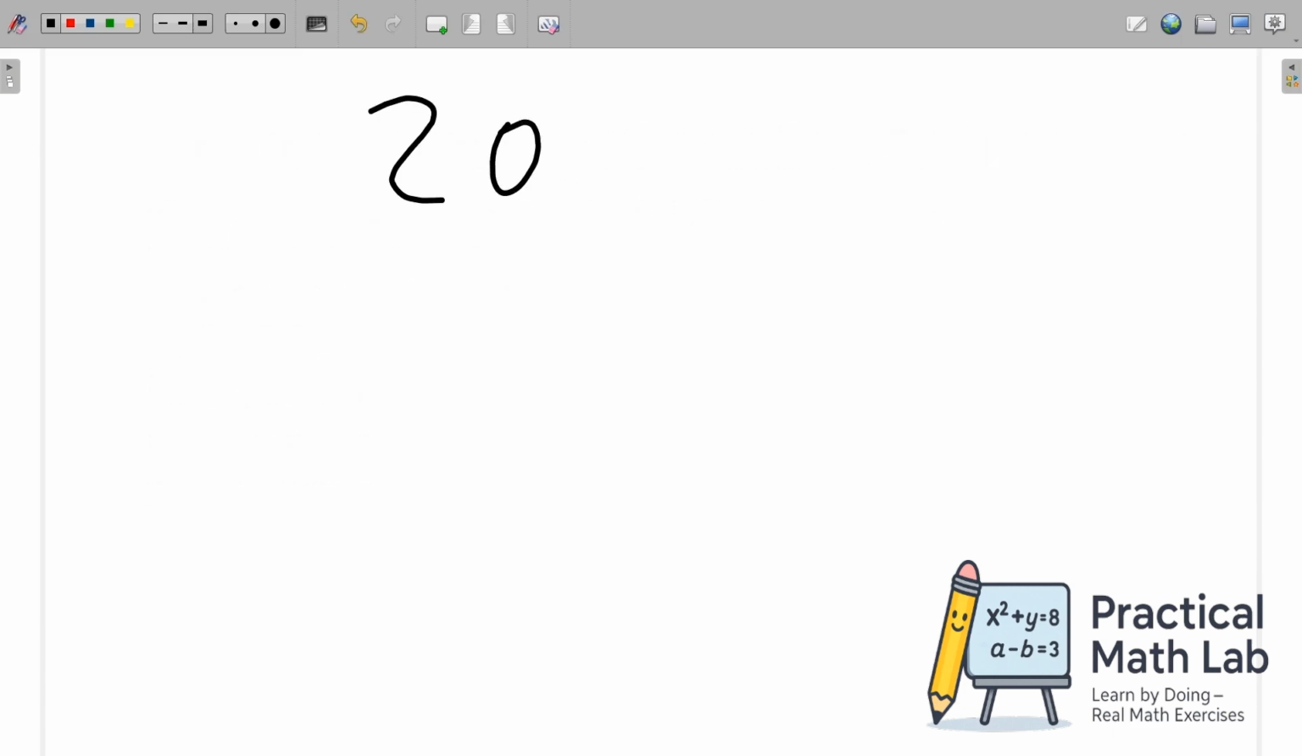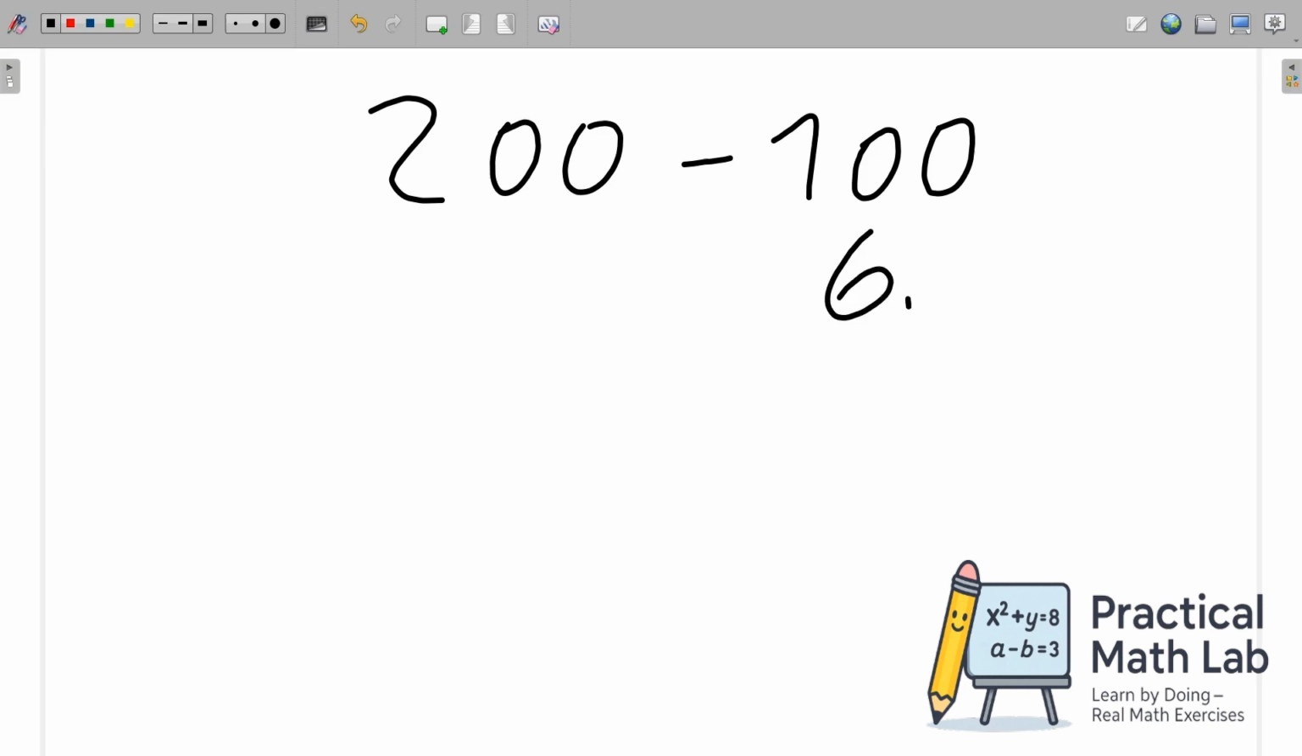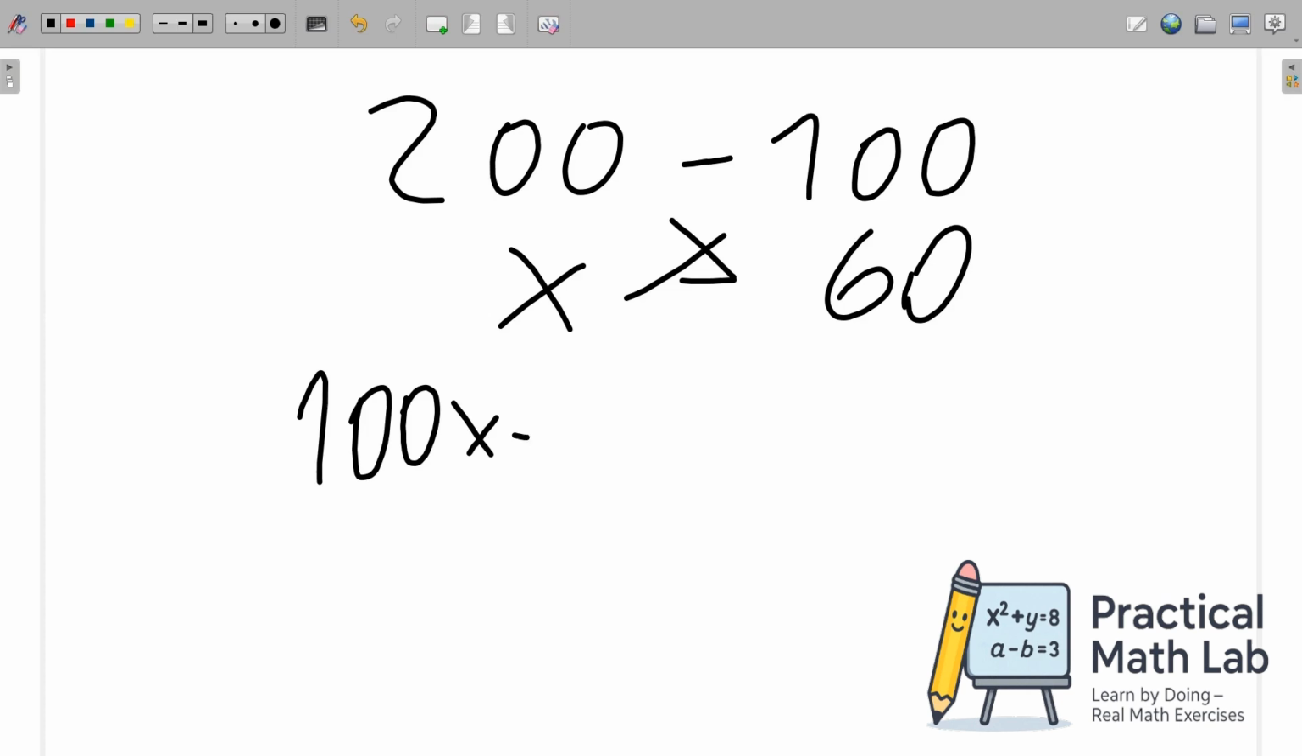200 is 100%. That's the tank's capacity. So 60% is how much? We don't know, so let's call it x. Now we can solve this using a proportion right here. Multiplying crosswise, we'll have 100x equals 60 times 200.